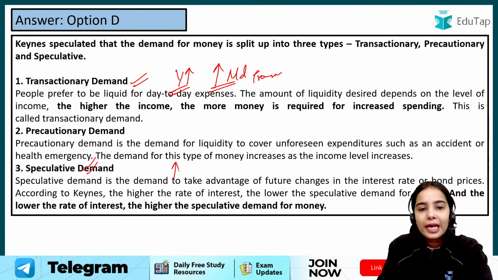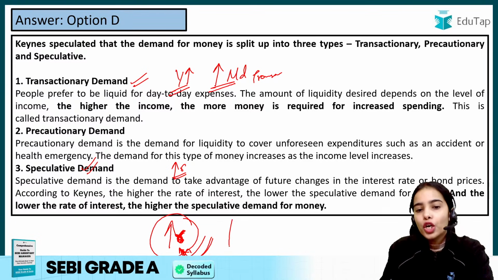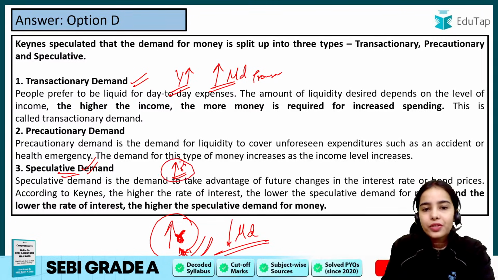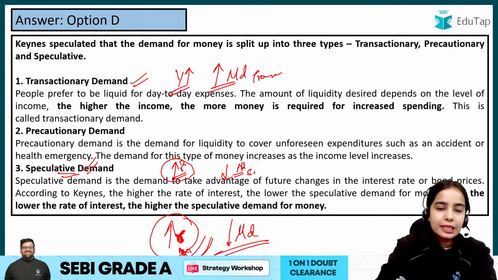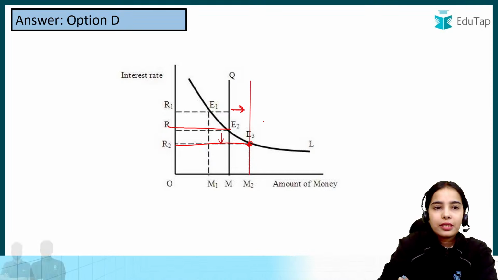Speculative demand with higher interest rate. At the higher interest rate, you will want to invest more. You will want to invest more of your money. You will want to save your money. You will want to invest your money at the higher interest rate because you are getting more returns. So you will demand less money. So that is speculative demand. At higher interest rate, there is less speculative demand. Okay? Demand for money is less. Chalo. With the increase in money supply, interest rate decreases. The equilibrium interest rate decreases.